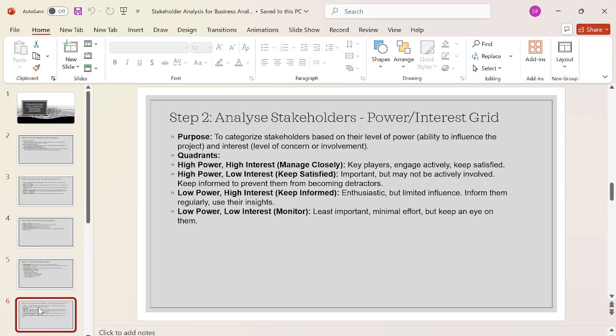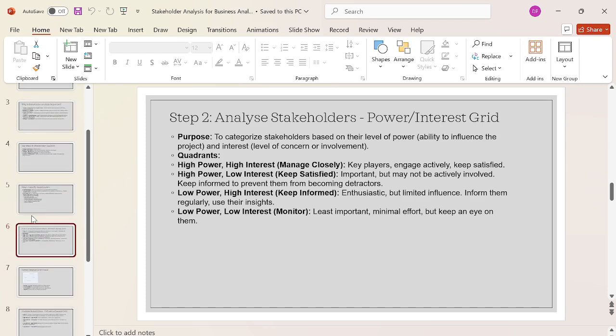So they may use requirement gathering techniques. They are interested and enthusiastic, but have limited influence, for this stakeholder. And then the low power and low interest stakeholder is the least important. You can ignore these stakeholders, with minimal effort, but keep an eye on them. If some other stakeholders are not available, you may contact this stakeholder to complete your task.